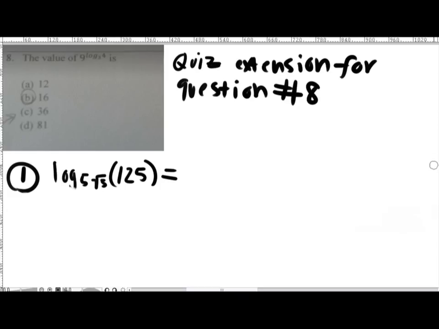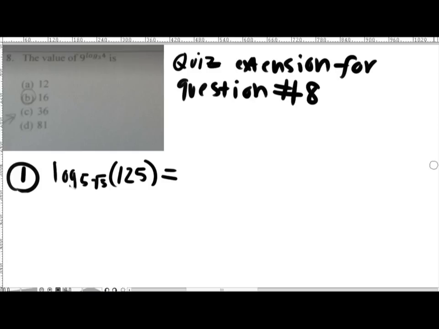This is the quiz extension review for question number 8. We're basically going to go through 3 questions that will overall go over all the logarithm rules and properties. So our first question is log base 5 radical 5 of 125.